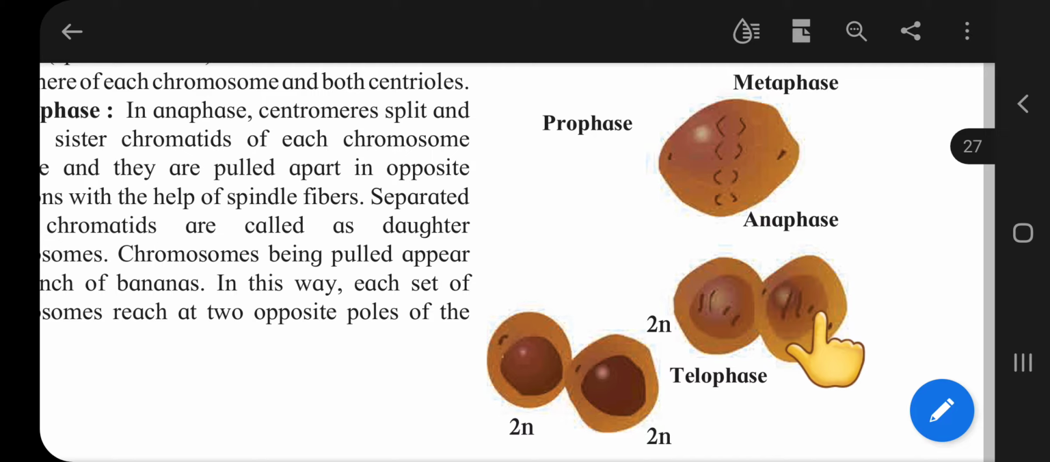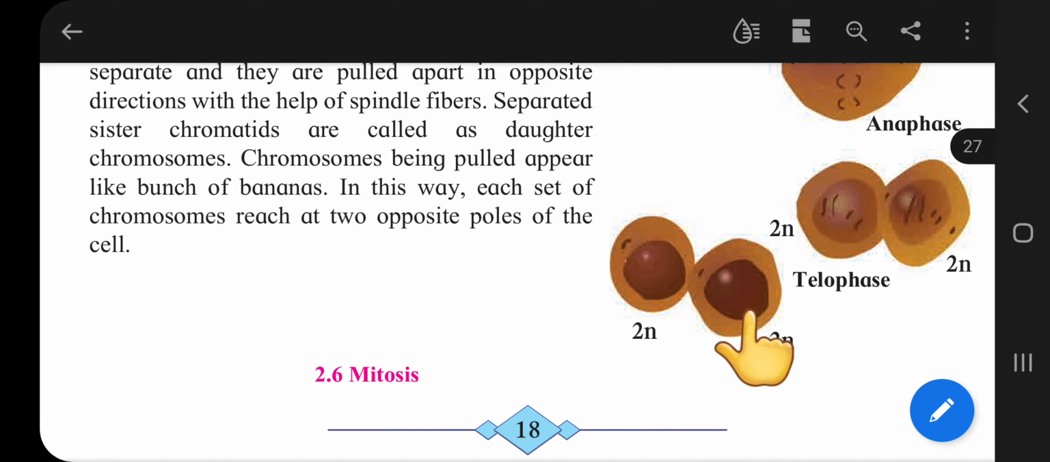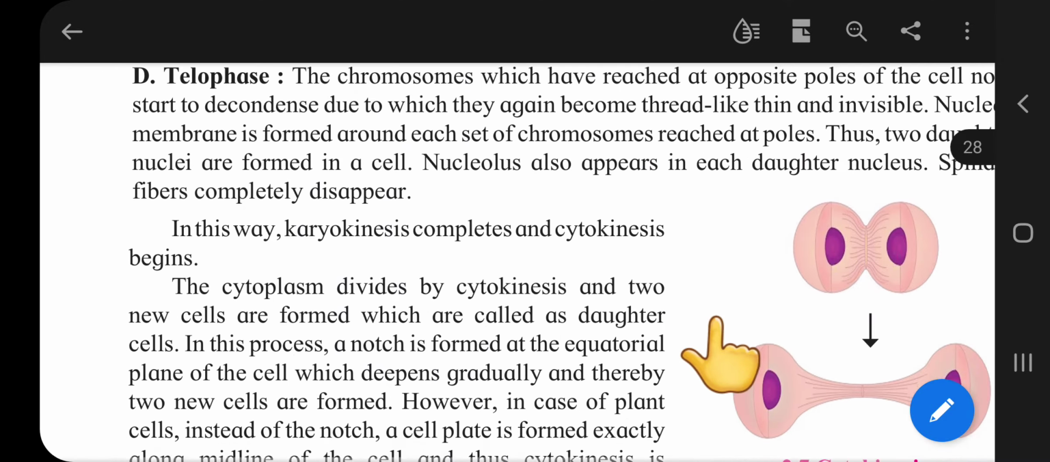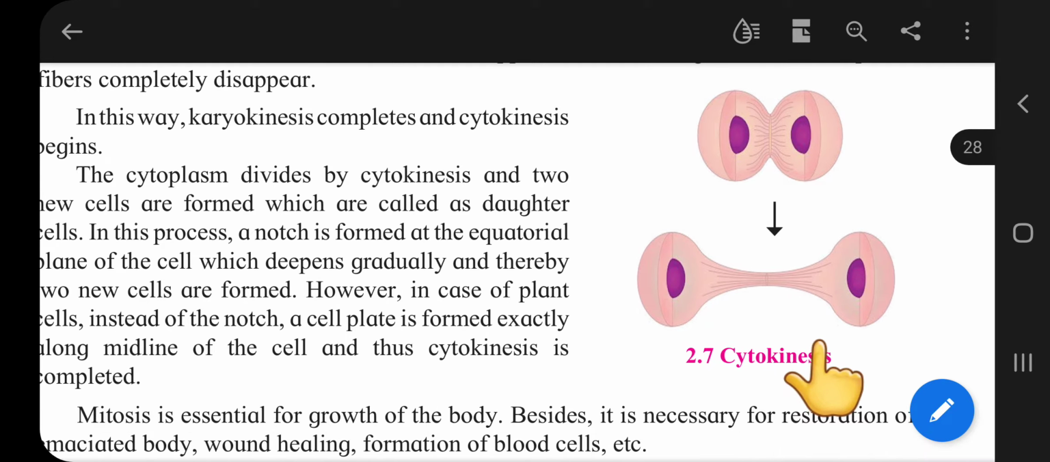This is the last stage of karyokinesis in mitosis, and the next stage is cytokinesis. In cytokinesis, the cytoplasm is divided, and two new cells are formed which are called daughter cells. This is how they form from each other, and we get two different cells from this mitosis.